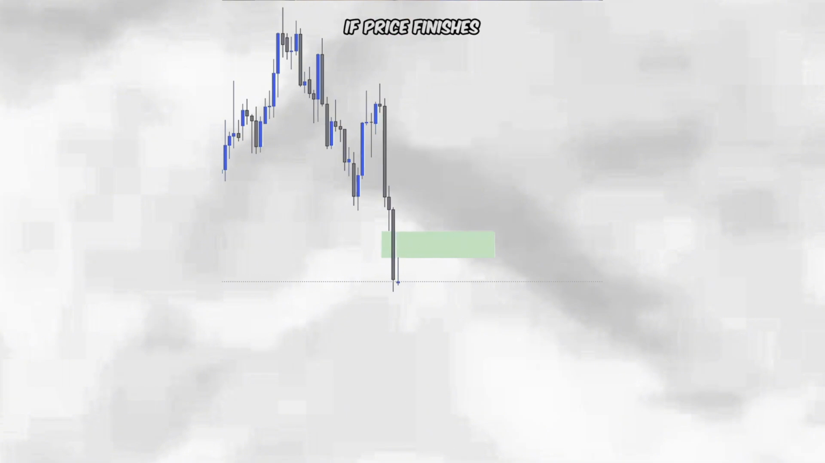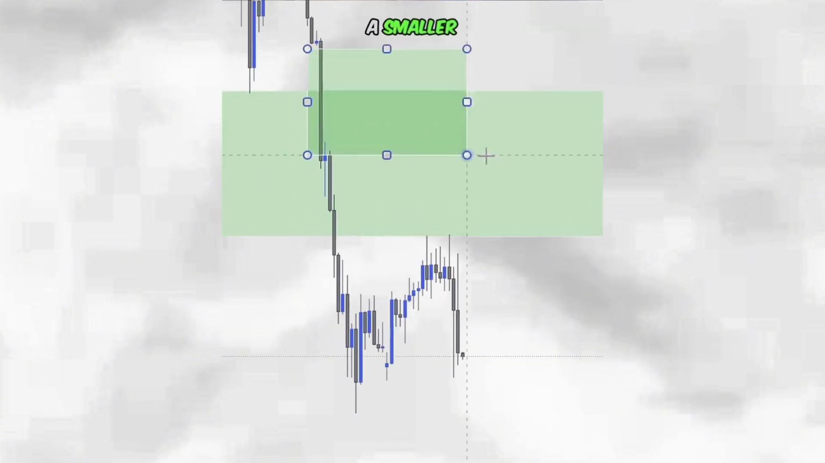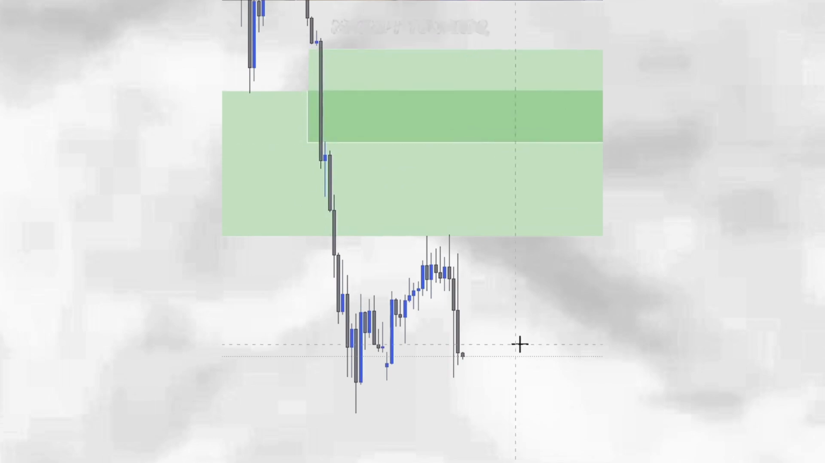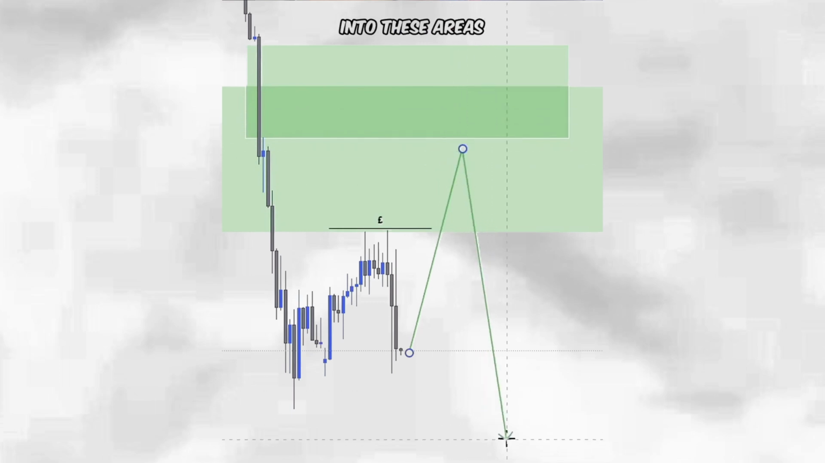If price finishes where it is, all I'm going to do is come down to a smaller time frame, find levels on a smaller time frame which price could magnify towards, find liquidity pools we could potentially take out, and wait for price to come into these areas and start to sell off.